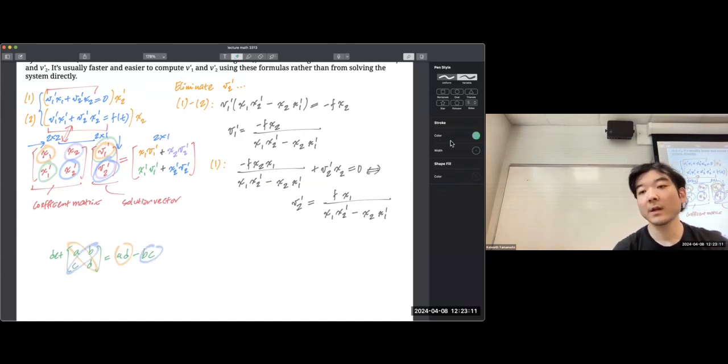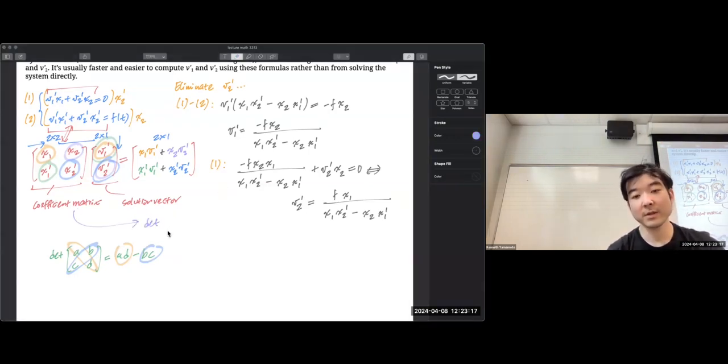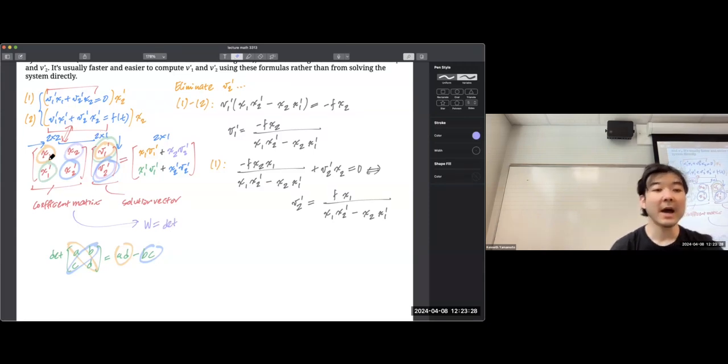Okay, so let's look at the coefficient matrix, and let's take the determinant of it. The determinant of this coefficient matrix is called the Wronskian. This coefficient matrix happens to be of a very specific form. It's the first homogeneous solution and the second homogeneous solution, and then the next row is just their exact derivatives, right?